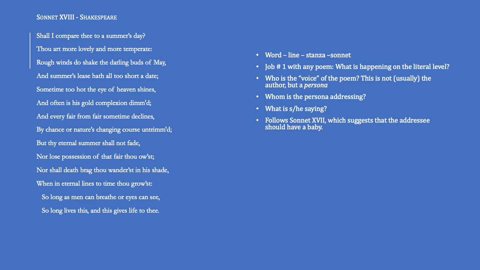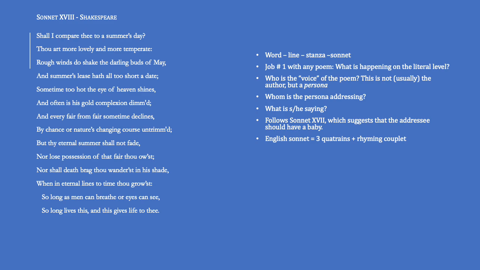Also, in the cycle of sonnets, this comes right after 17, which does suggest that the beloved have a child. So preservation of the beauty of the beloved seems to be an overarching theme in this sequence.